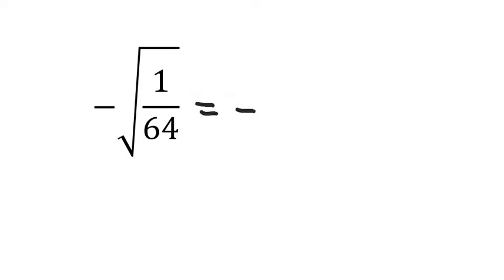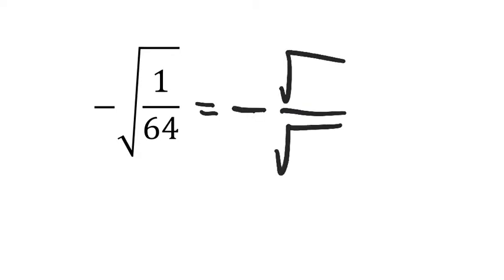Okay, so I'm going to take this, it's negative still, the whole fraction will just be negative. But I'm going to take the square root of the numerator and denominator separately. And the nice thing is, I know that 1 is a perfect square, and I also know that 64 is a perfect square.